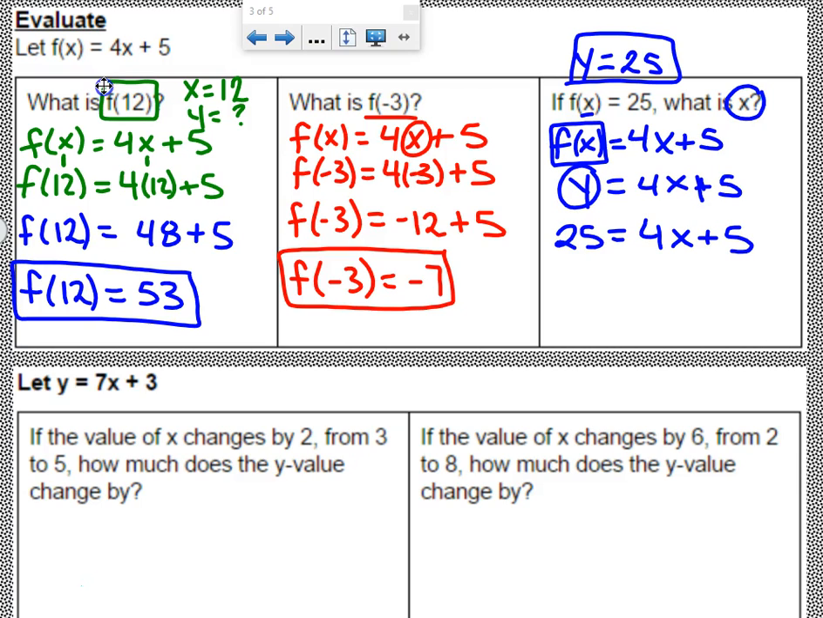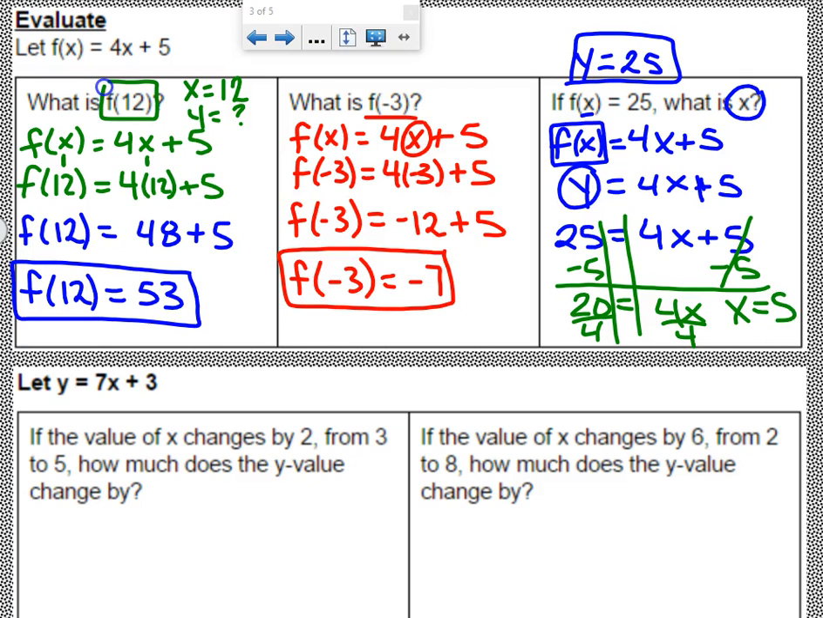and now we're back to solving a two-step equation. Draw your railroad tracks if you need to. Undo plus 5 with a minus 5. We have 4x equals 20. Divide both sides by 4. X equals 5.